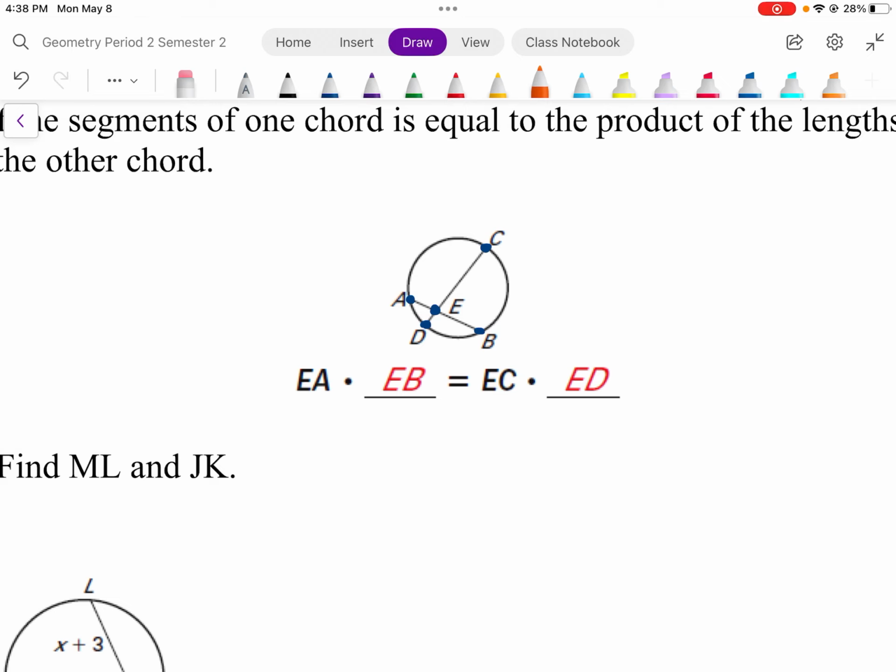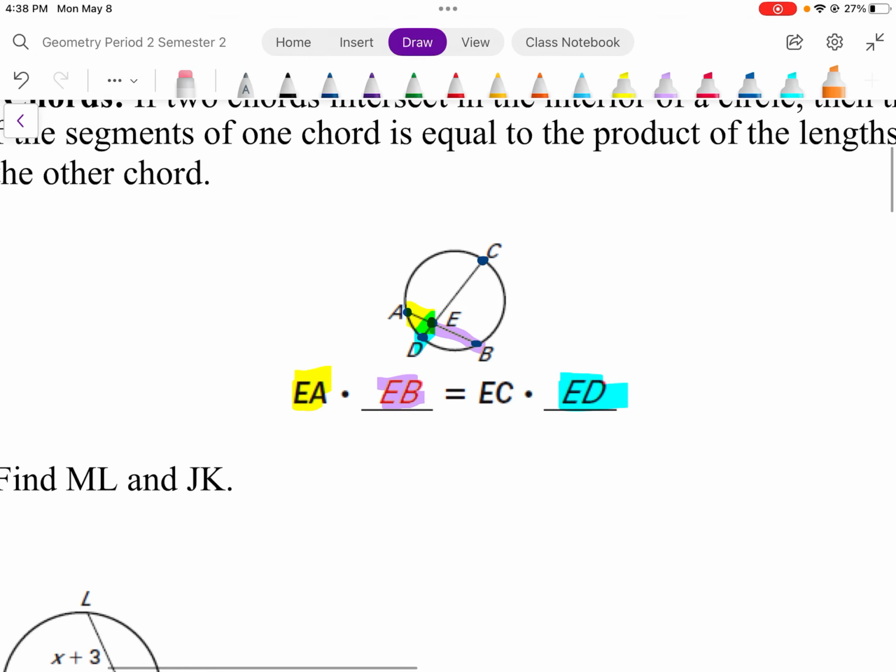If we take the two parts and multiply them together for each part of the chord, they're going to be equal to the parts of the second chord multiplied together. So for this one, if we take EA and multiply that by EB, that is going to be equal to DE, or ED, multiplied by EC.